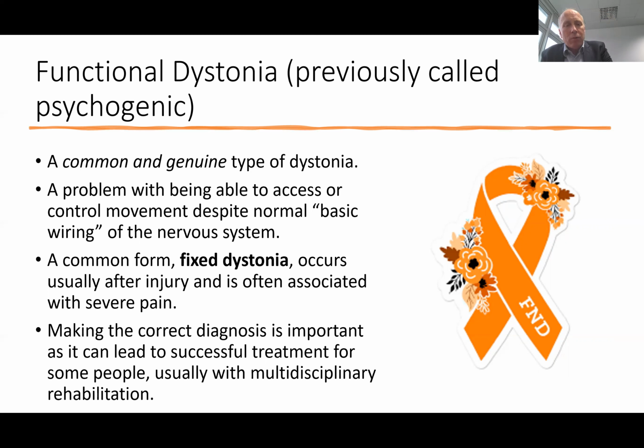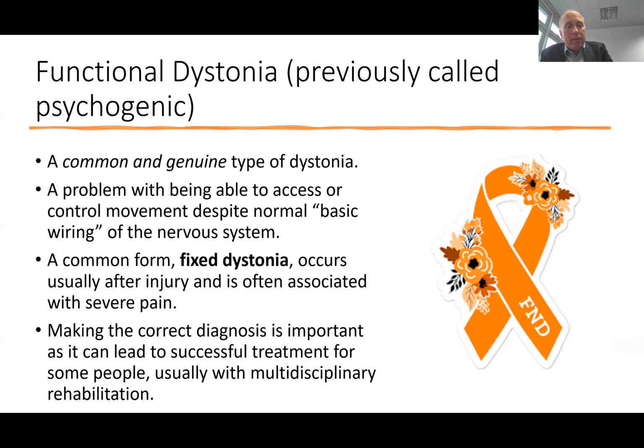But one common form, which is sometimes called fixed dystonia, usually occurs after an injury. So often people would have an injury, for example, to their foot or their hand. The injury might be a bad injury causing pain, but typically something which you would expect just to get better. But instead of getting better, people remain with severe pain, usually, and often a fixed abnormal posture. So it's fixed dystonia, not moving around, just stuck in place.